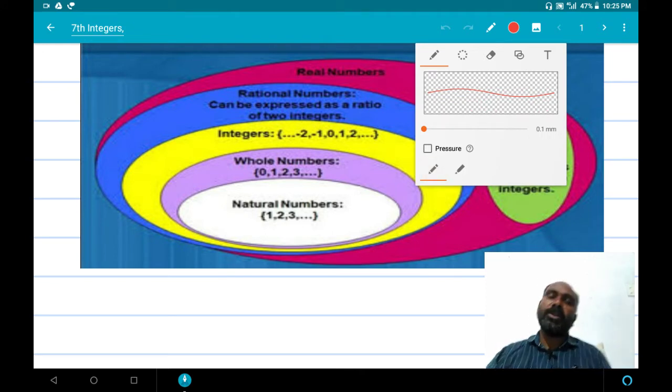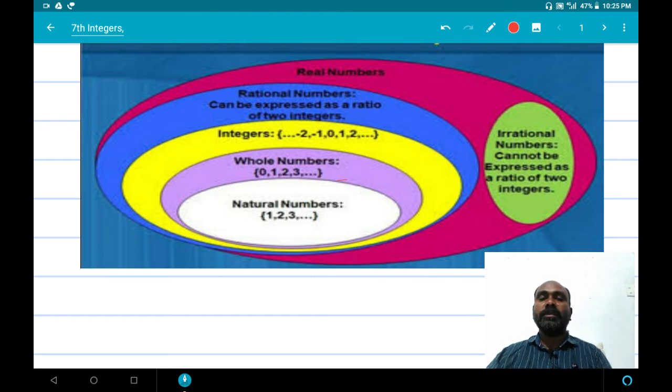Natural numbers start from 1, 2, 3, 4, 5, 6, etc. And we add 0 to the natural numbers. Then whole numbers are formed. We represent whole numbers, denoted by W, like this.